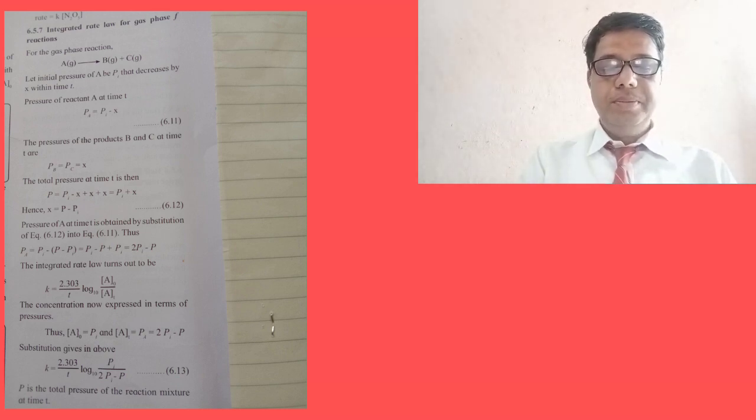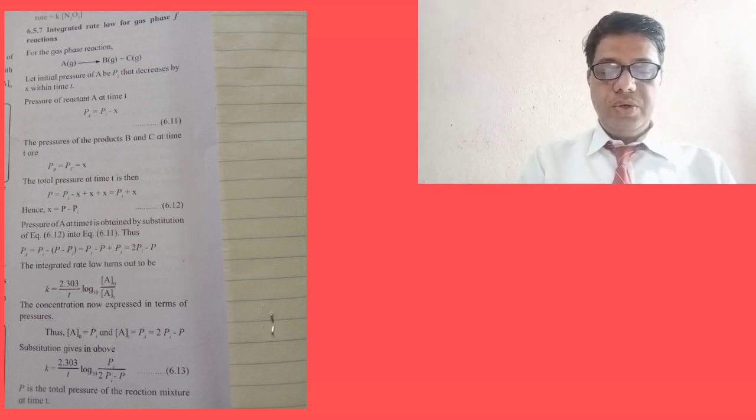Next, the pressures of the products B and C at time T are Pb is equal to Pc is equal to X. Now the total pressure at time T is the addition of the pressures of the three chemicals, reactant and products. So P is equal to, first, that of A, which is Pi minus X, given in equation 6.11. Next, plus X plus X, the pressures of B and C.